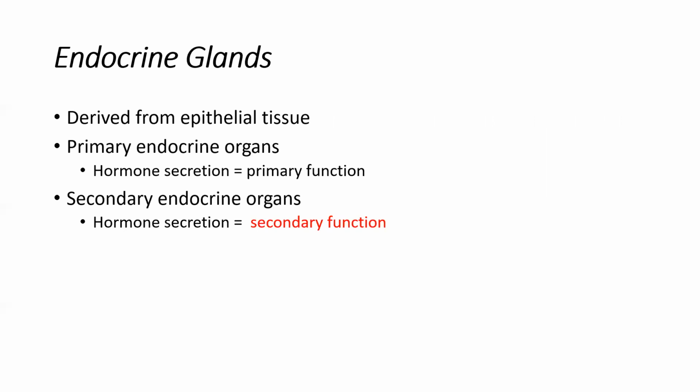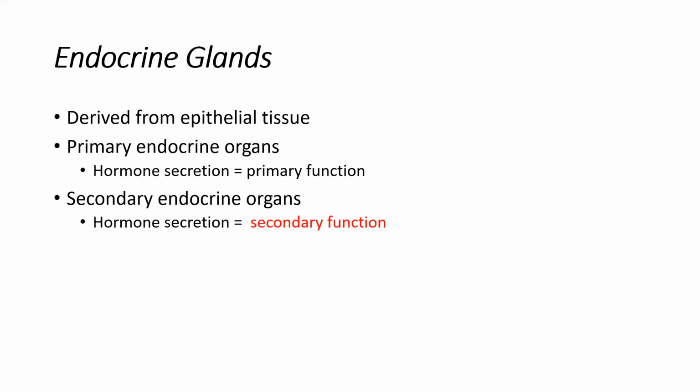When we talk about an endocrine gland, it's derived from epithelial tissue, meaning that it's lined with the epithelial cells of, let's say, the GI organ or other glandular tissue. So it's epithelial in its origin. There are two main types of endocrine organs. There are primary endocrine organs, meaning that hormone secretion and endocrine signaling are their main or primary function. The hypothalamus is an example of that.